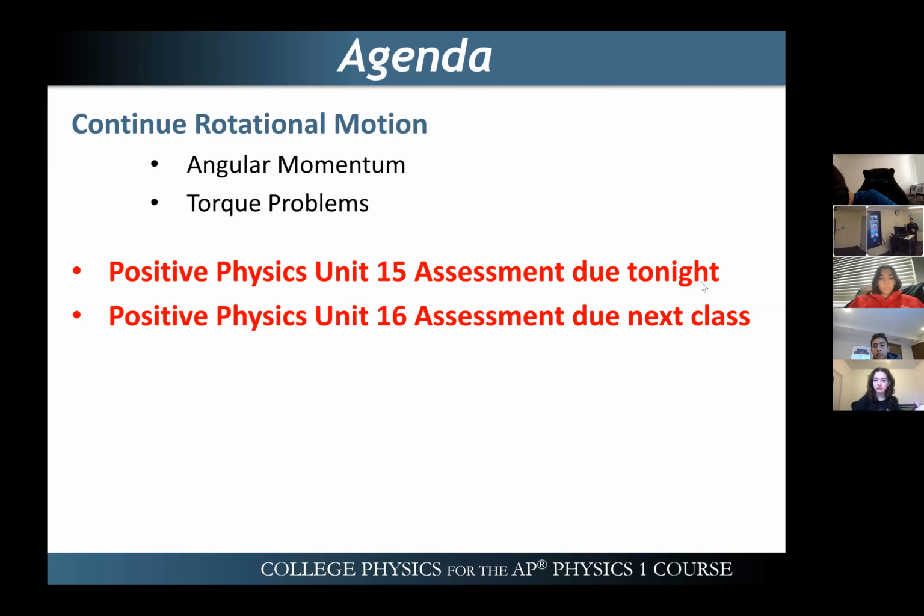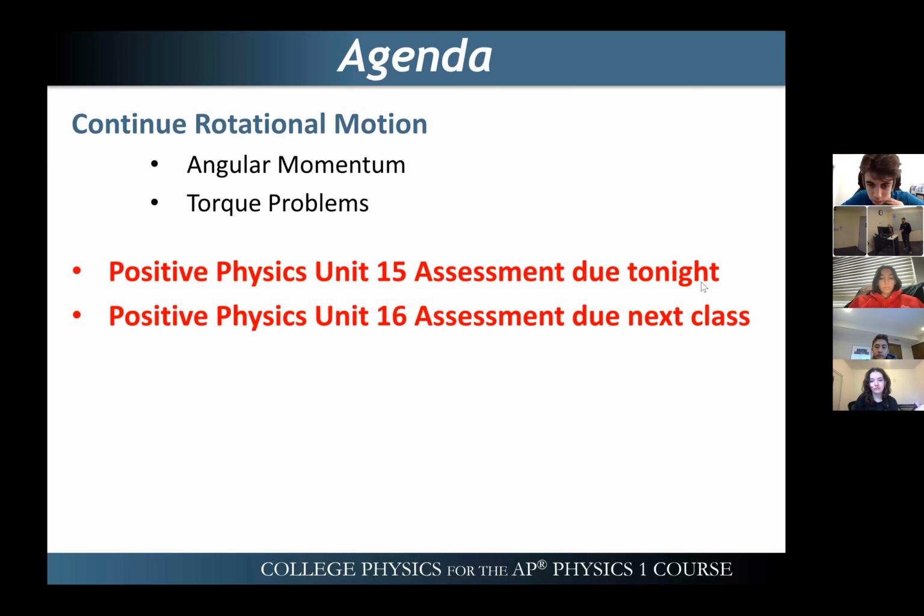All right, so your reminders: the Positive Physics Unit 15 on torque, that assessment's due tonight. Make sure you submit a screenshot that shows your name and the percentages. If you're still in the assessment, up in the top right-hand corner, there's a nice little summary that you can just take a tiny little screenshot of, or you can go to the dashboard and it takes a bigger screenshot to get everything included.